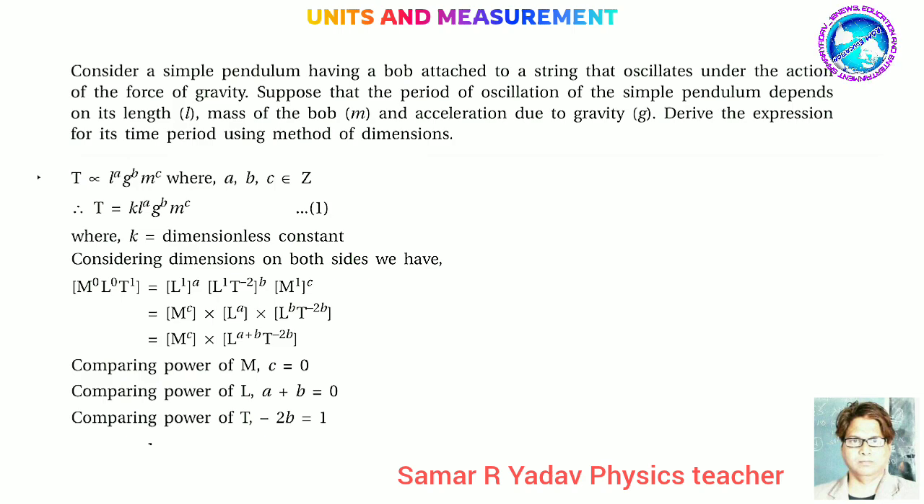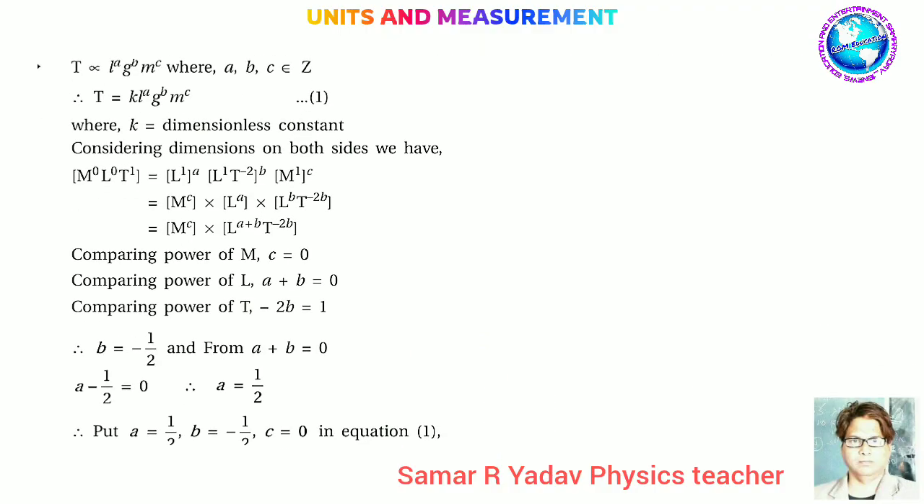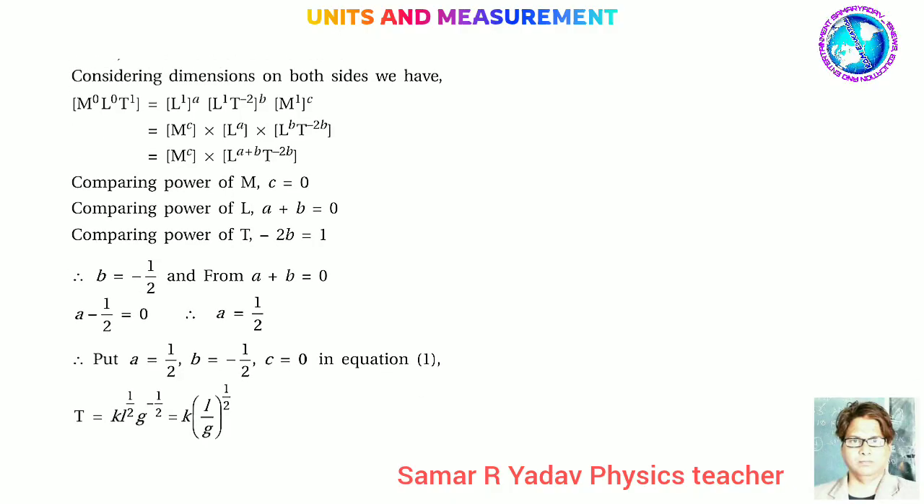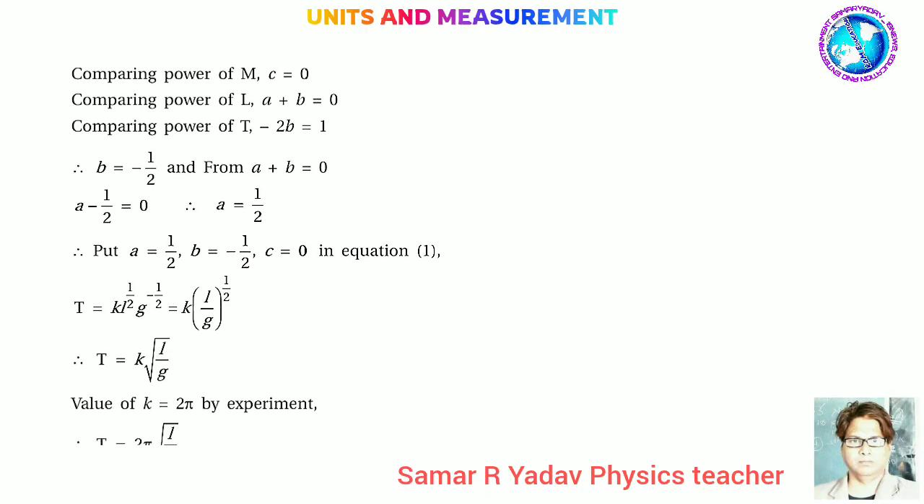Comparing power of M, c = 0. Comparing power of L, a + b = 0. Comparing power of T, -2b = 1. Therefore, b = -1/2. And from a + b = 0, a - 1/2 = 0, a = 1/2. Put a = 1/2, b = -1/2, c = 0 in equation number 1.